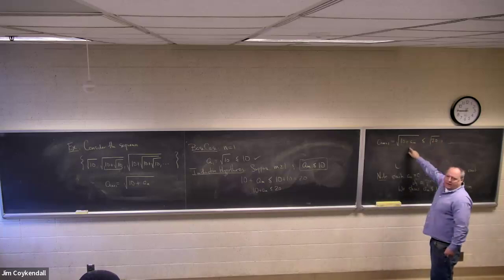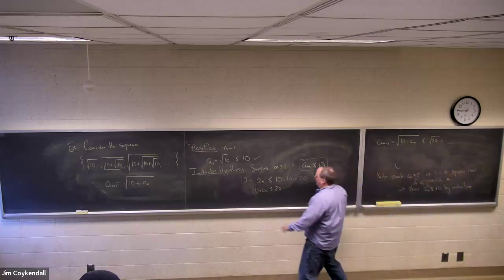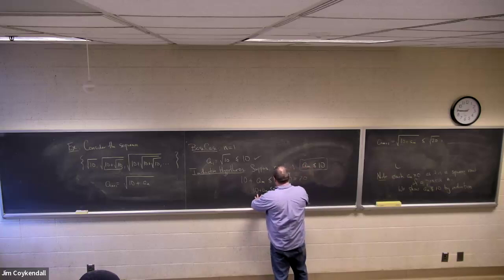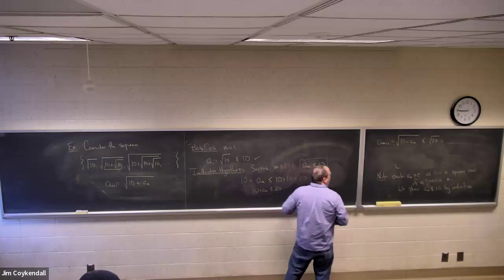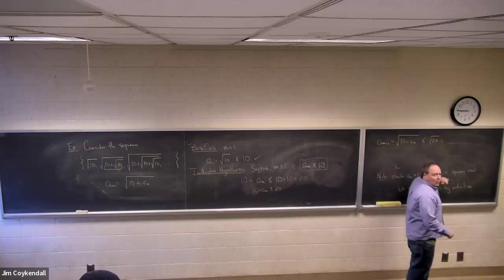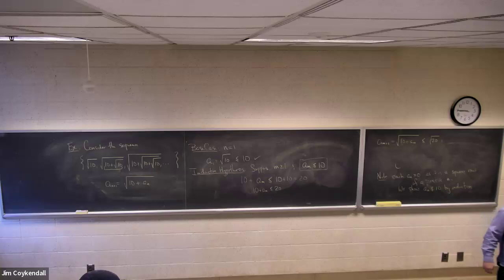By the way, how do I know that? So what did I do? I took the square root of this. This is less than or equal to this, and then I say the square root of that is less than or equal to this. Why is that? How do I know I can do that?